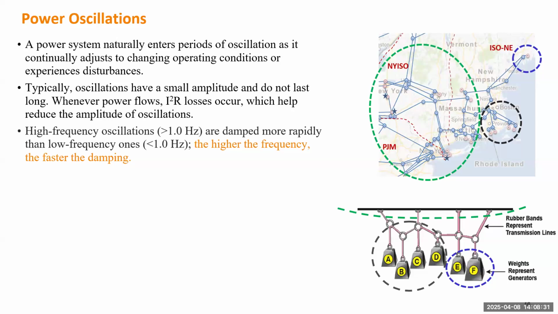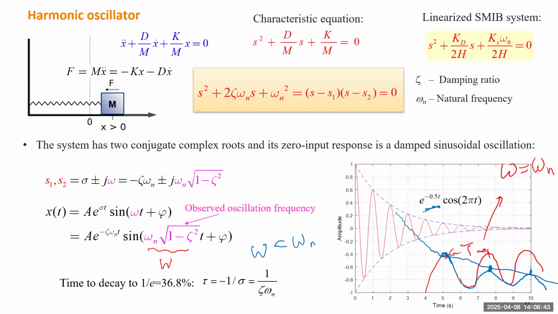The higher the frequency, the faster the damping. Why? Because if we go back to that simple case, even for the same damping ratio, if you increase the frequency, it will damp faster, right? Because its amplitude will decay much faster. So if you keep the same damping ratio, faster oscillation takes shorter time to be damped. The slower oscillation will take a longer time to be damped.